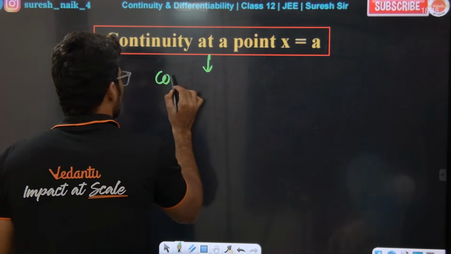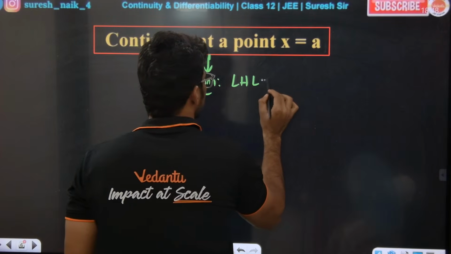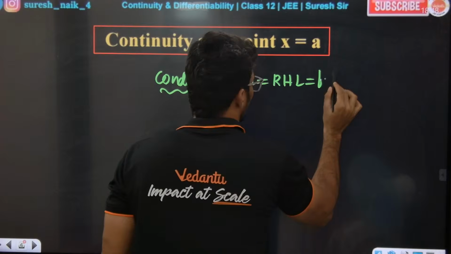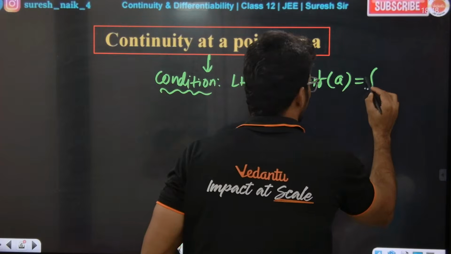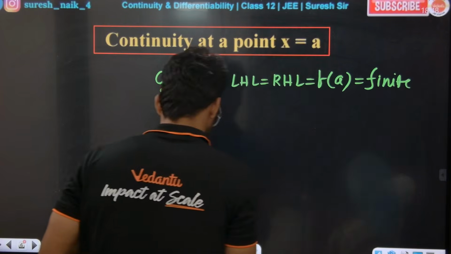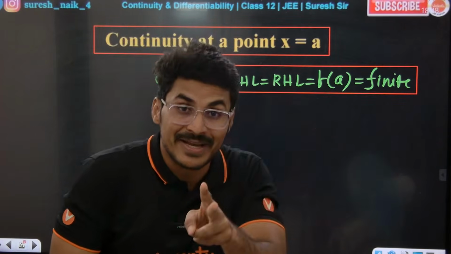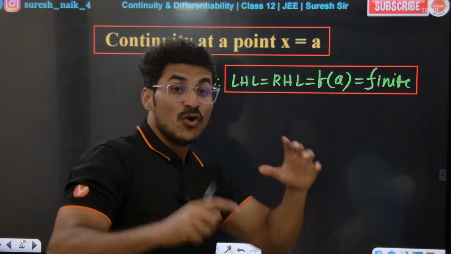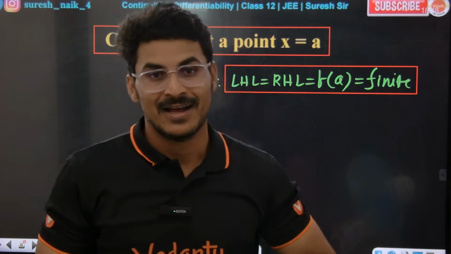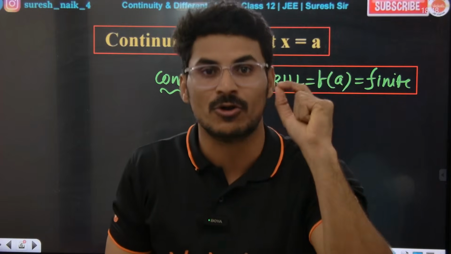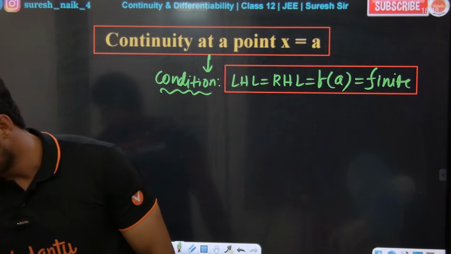Okay sir, I'll tell you the condition directly. LHL should be equal to RHL should be equal to the functional value. You need to find the function's value at this point, and all of these must be finite. This is the condition. It is a simple and sweet condition. Are you getting the point? LHL means left hand limit, RHL means right hand limit, f of a means the value of the function at x is equal to a. And they must be finite. If all three are finite at that particular point, the function will be continuous at that point.